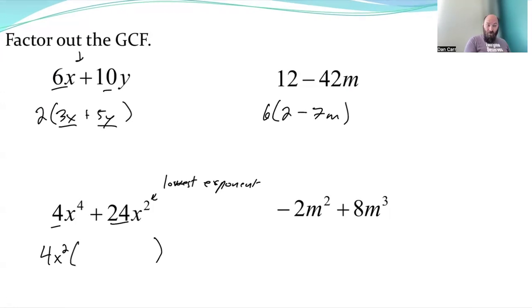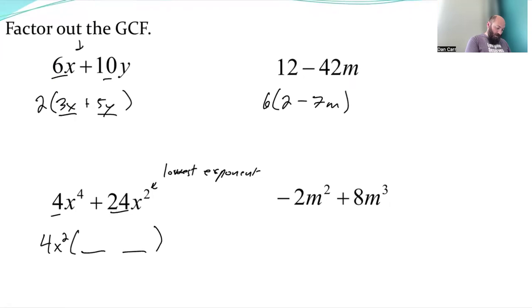Same thing as when I did earlier. I want to make sure that it's able to distribute back out to the original problem. So there's a 4 and a 4, so I'm going to have a 1 here because 4 times 1 is 4. And then I have x squared times something gives me x to the 4th. That'll be x squared. 4 times 6 gives me 24, so a positive 6 in this case. And then x squared times, well, nothing here, is going to give me x squared. So my answer here is 4x squared times x squared plus 6.